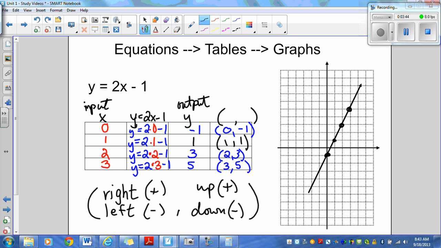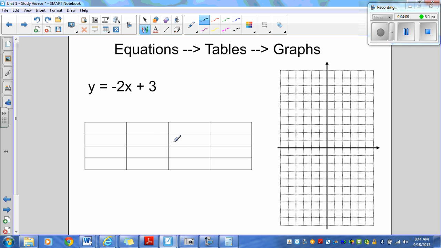You need arrows on either end, and I would like you to label with your equation. Your equation is y equals 2x minus 1. That's an example of having a positive number in front of the x. Here's an example where you have a negative number in front of the x.